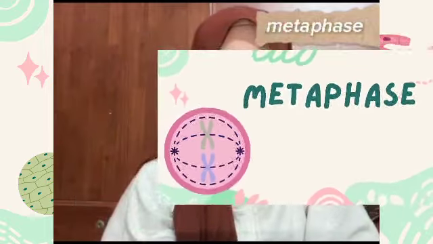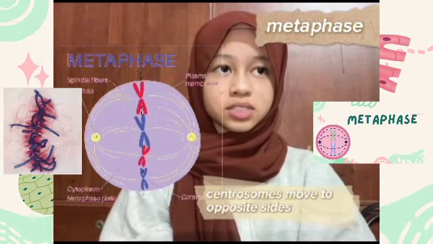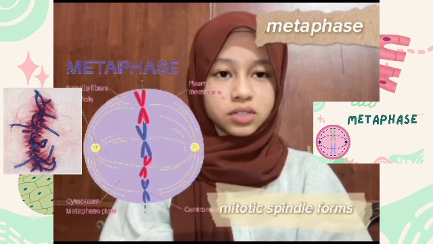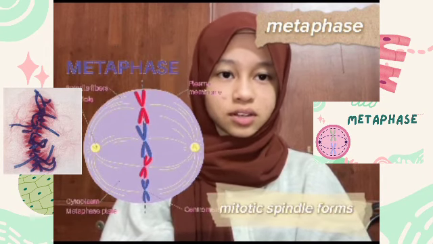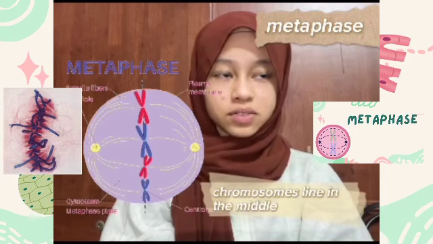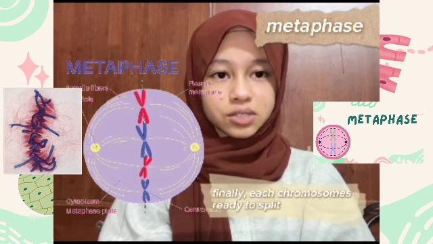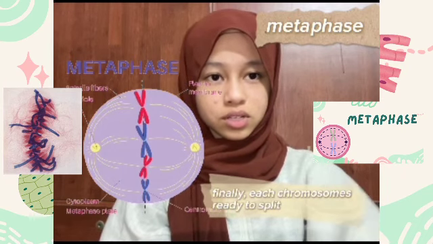Now let's talk about what happens in metaphase. First, the centrosomes move to opposite poles of the cell. Next, the mitotic spindle forms, stretching across the cell. The chromosomes line up in the middle of the cell. This middle line is called the metaphase plate. Each chromosome is ready to split in half, with its centromere holding it in place.